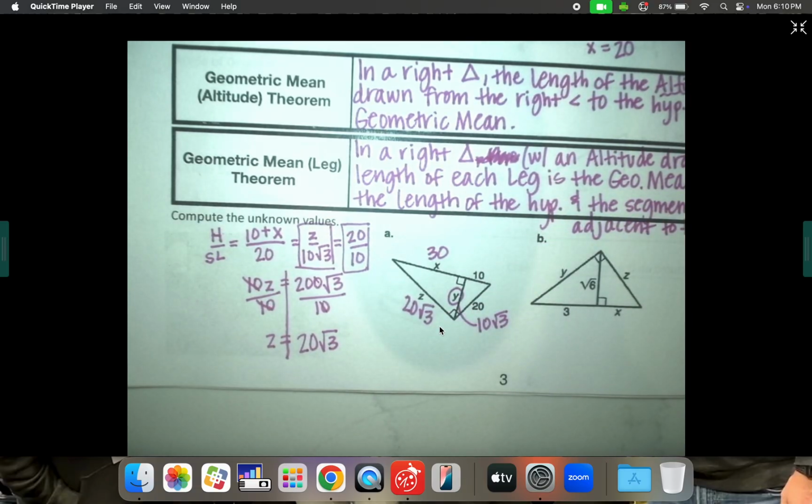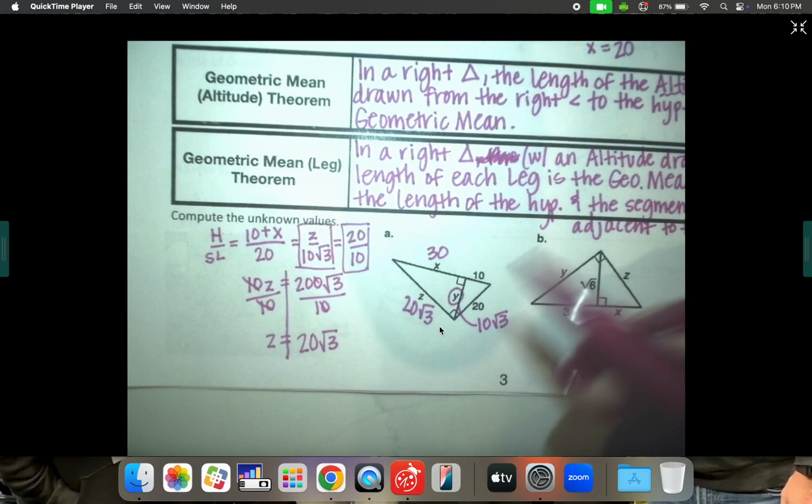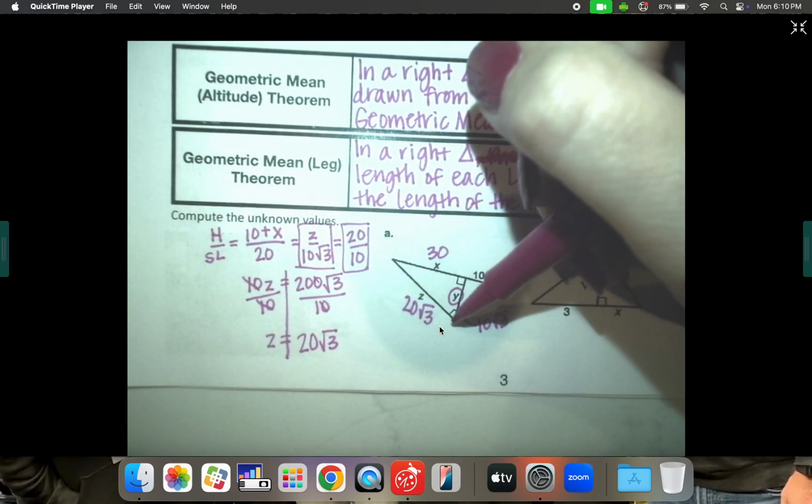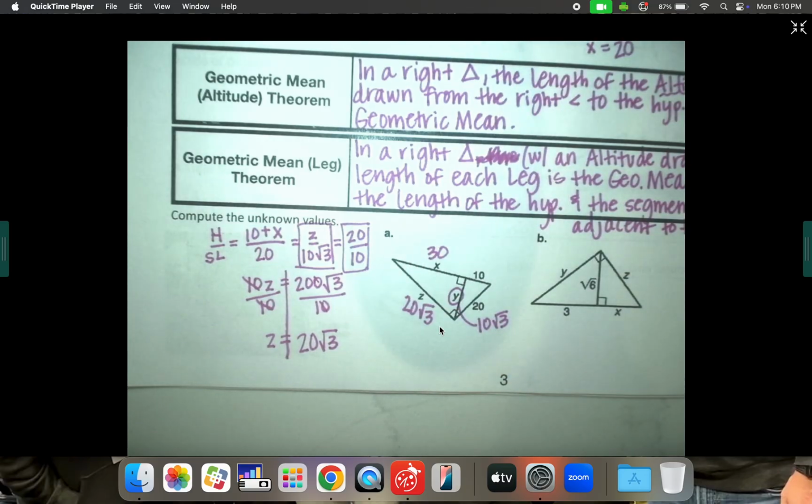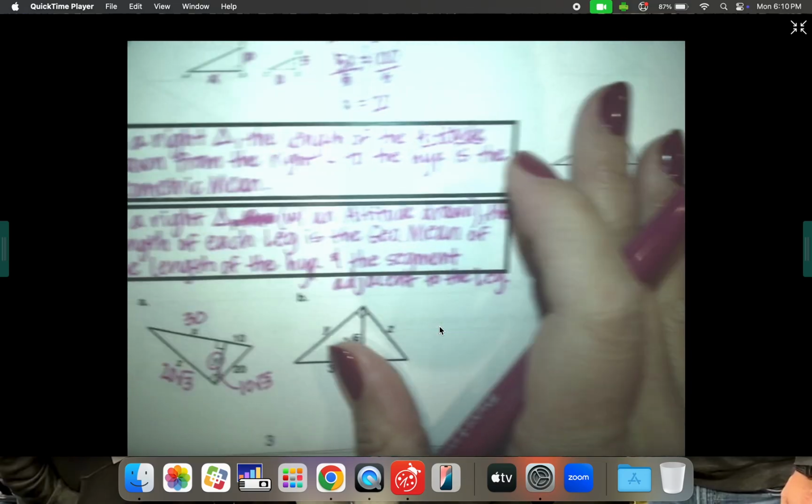We also probably already would have known that, wouldn't we? Because whatever my short leg is, the long leg is double. So 10 root 3, this one we should have known was going to be 20 root 3. Okay.